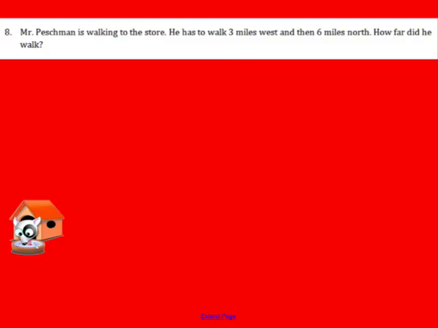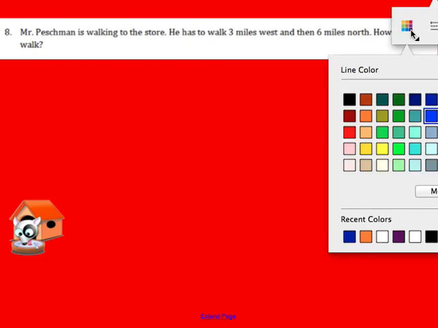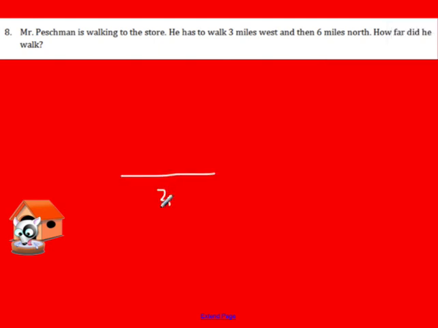All right, let's take a look at number 8. Now, Mr. Peshman's going to be doing basically the same thing, but he's walking to the store. And he went 3 miles west and then 6 miles north. Remember, we switched directly from west to north. So again, we have that right angle. And the diagonal that he traveled is going to be our hypotenuse.